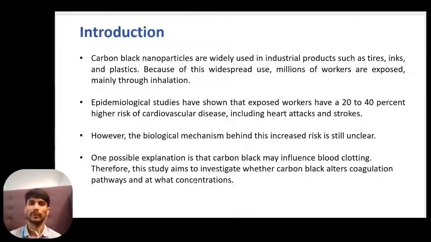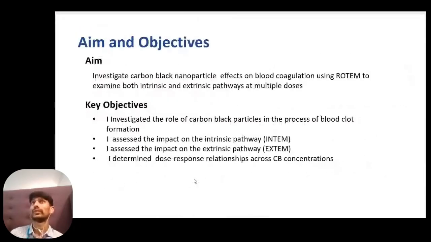However, the biological mechanism behind this is not clear, and the risk is still being shown. That's why one possible explanation I considered is that carbon black may influence blood clotting. Therefore, this study aims to investigate whether carbon black alters the coagulation pathways, at what concentration it alters them, and at what doses higher concentrations have an effect. We are going to see this further in the study. Let's move on to our aims and objectives.